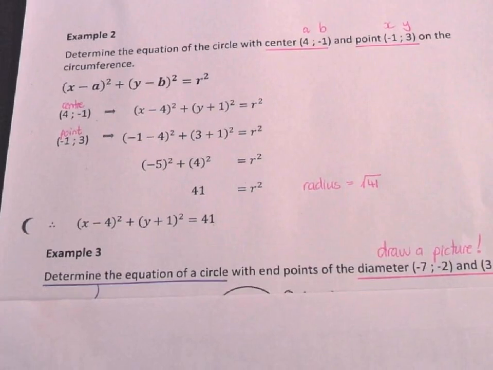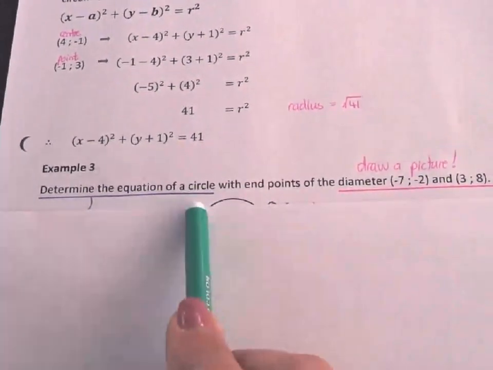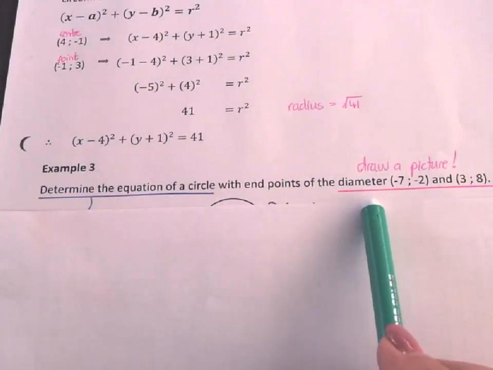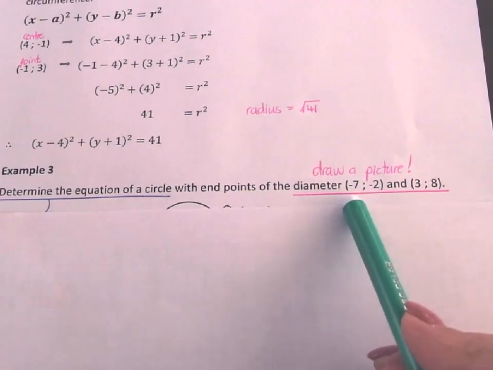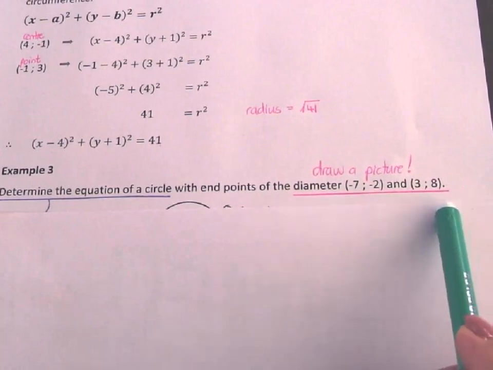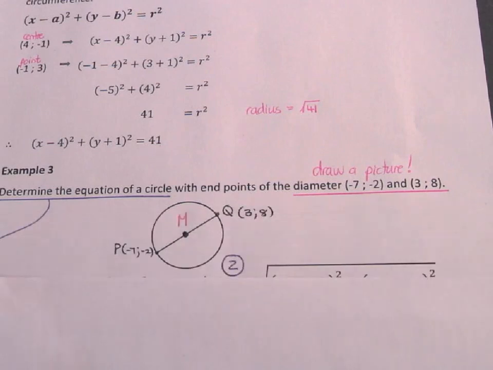Example 3. Determine the equation of a circle with a diameter at points -7, -2, and 3, 8. Now they don't give you the center and they also don't give you the radius. Draw your picture. Okay, so I drew my picture.